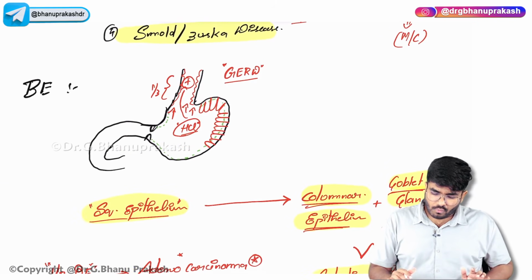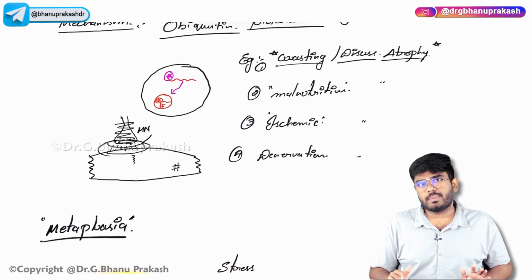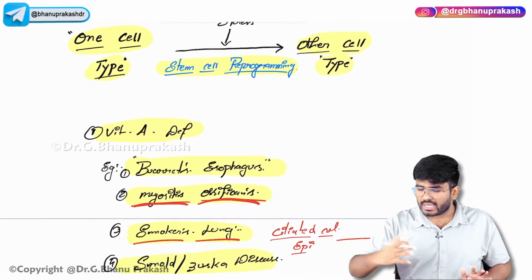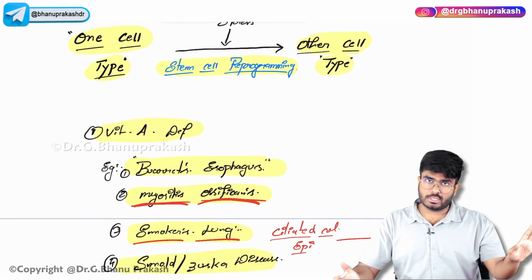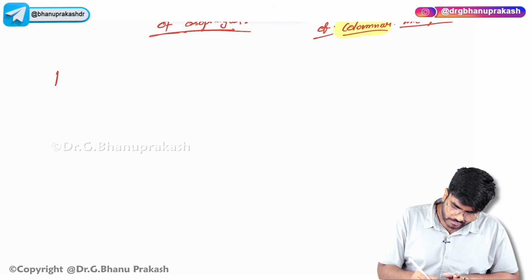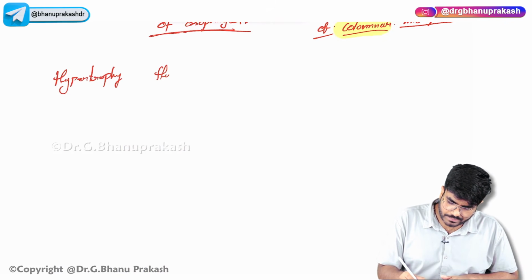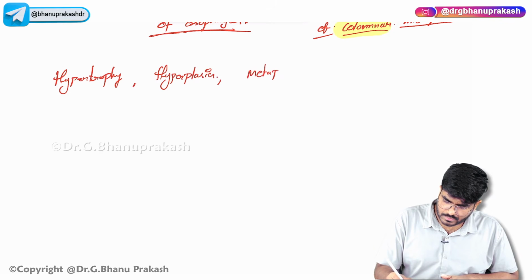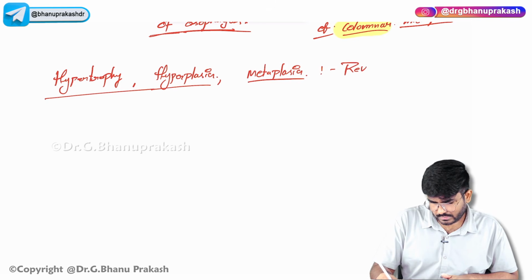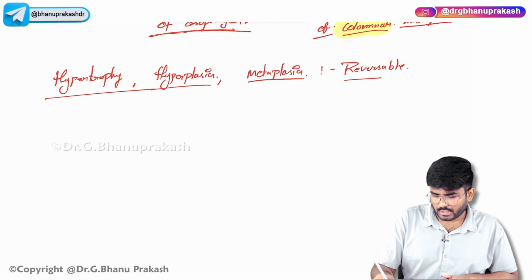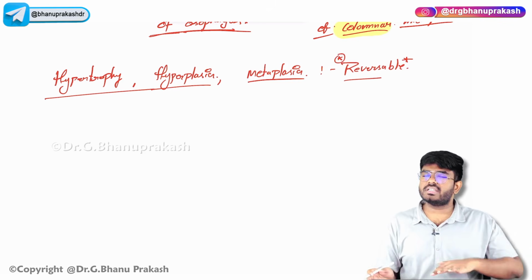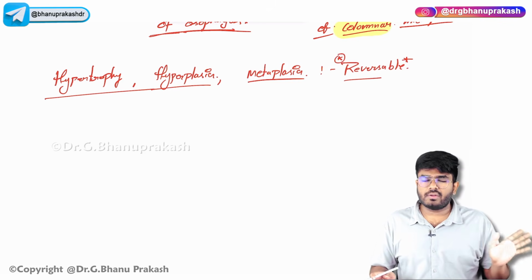Now, the question is, whatever I have discussed, hypertrophy, hyperplasia, metaplasia, are they reversible? If you take out the stress, all cellular adaptations are reversible. Hypertrophy, hyperplasia, metaplasia, all these are reversible, no doubt in that. If you take out the stress, the cell will go back to its normal shape and normal function.